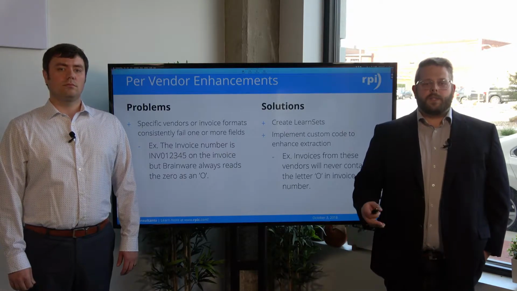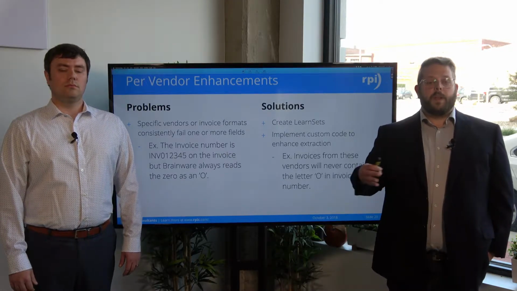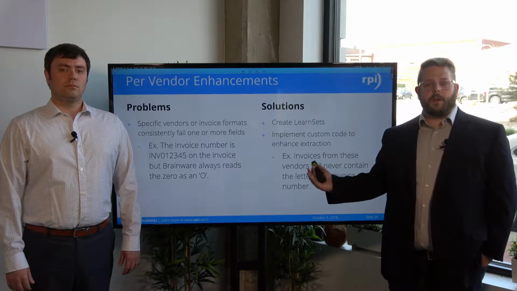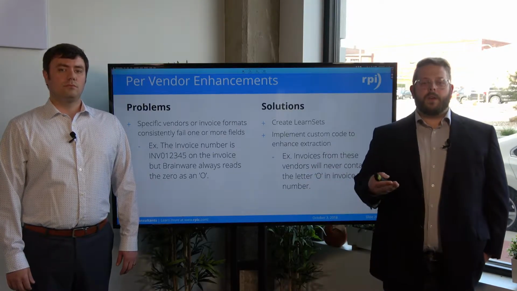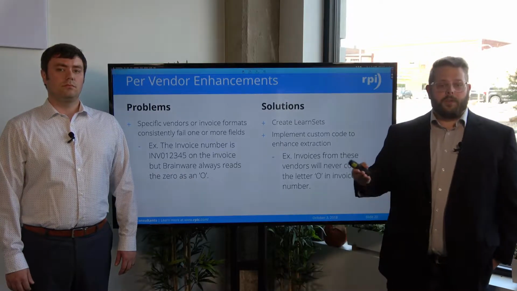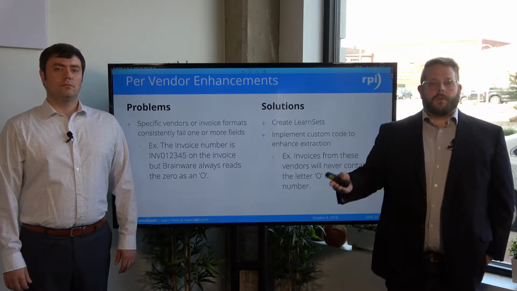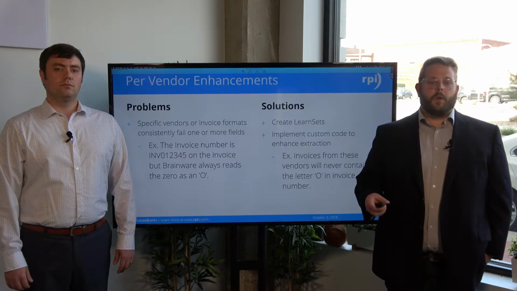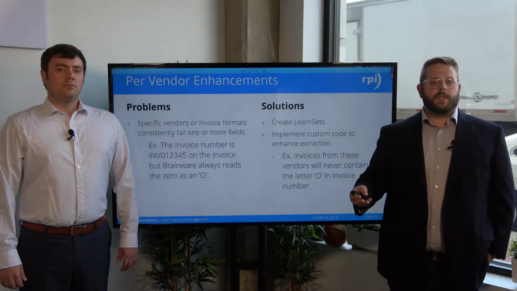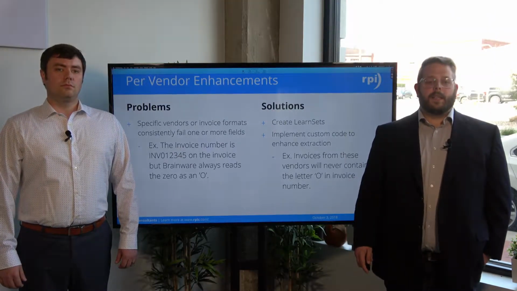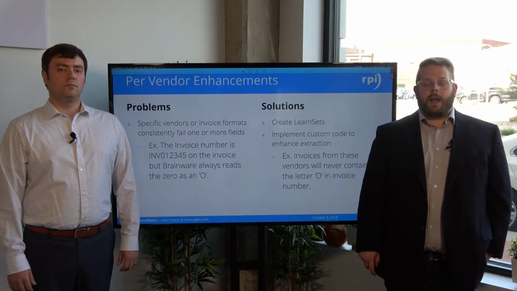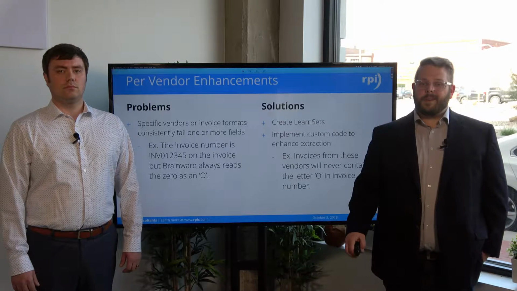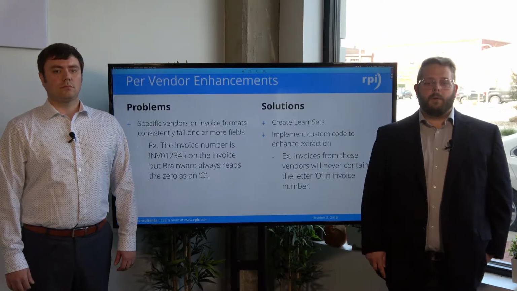Alongside that, we also have frequent requests for per-vendor enhancements. A lot of times this is driven by those visibility reports we mentioned, where we can identify one vendor specifically has a certain field failing, and that always requires manual intervention. A good example of this is if you have an invoice number on a document that has the letters INV and then the numbers 0, 1, 2, 3, 4, 5, perhaps the way it's printed, that 0 always reads as a capital O.